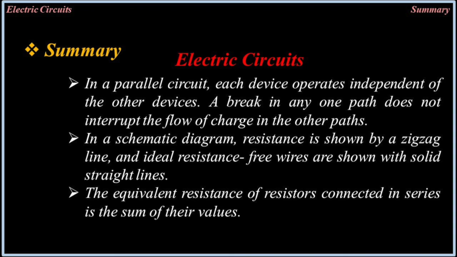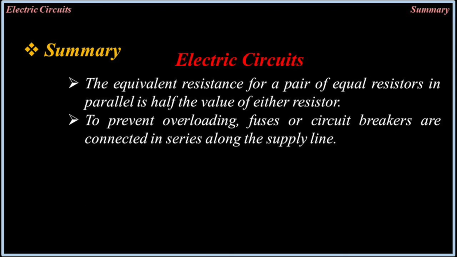In a schematic diagram, resistance is shown by a zigzag line, and ideal resistance-free wires are shown with solid, straight lines. The equivalent resistance of resistors connected in series is the sum of their values. The equivalent resistance of a pair of equal resistors in parallel is half the value of either resistor. To prevent overloading, fuses or circuit breakers are connected in series along the supply line.